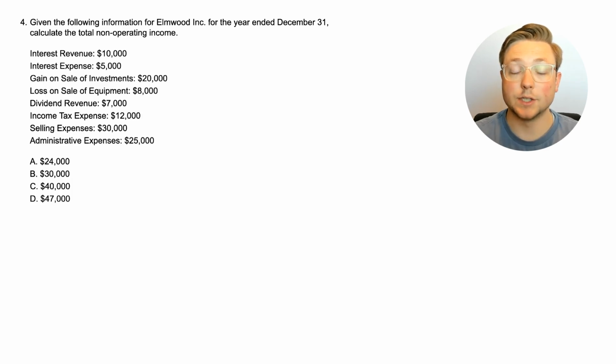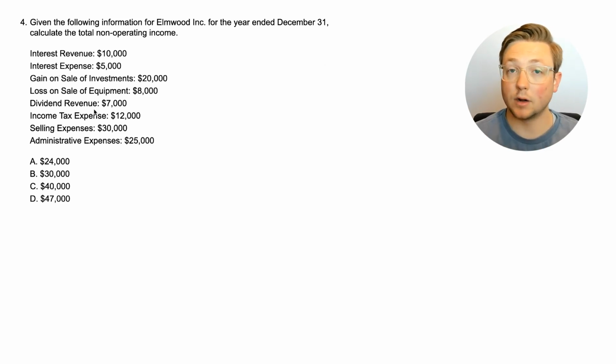Okay, here we are at question 4. Given the following information for Elmwood Inc. for the year ended December 31st, calculate the total non-operating income. Okay, so we talked about operating income in the previous question. Now we're talking about non-operating income. You'll notice that there are some different things here.